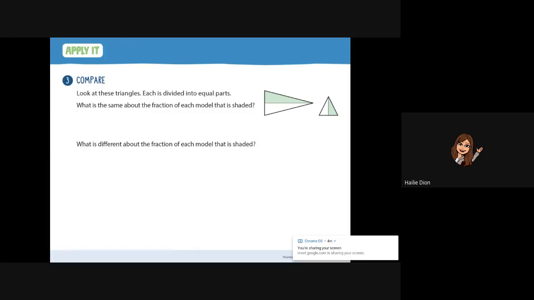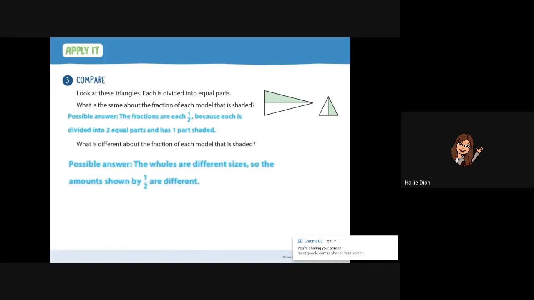Now we have to look at this one. Look at these triangles, and each is also divided into equal parts. What is the same about the fraction of each model that is shaded? So what is similar? And then you're also going to go and say what is different. So again, if you need to pause, go on, do that.